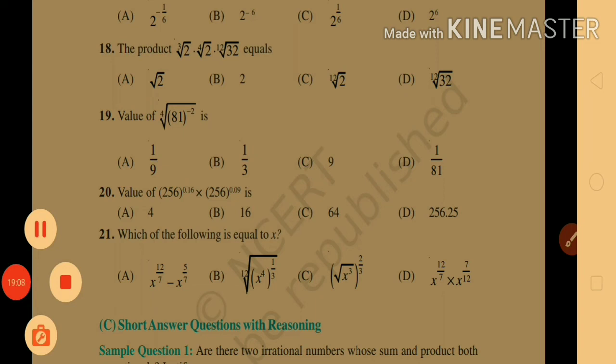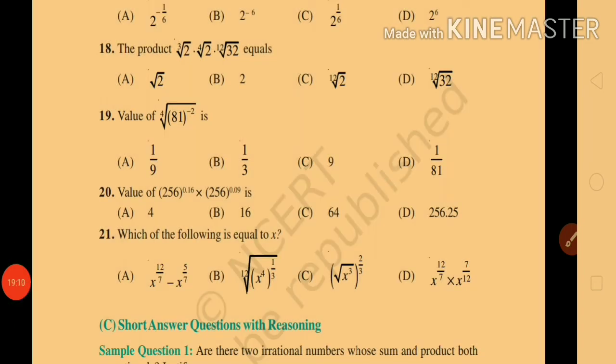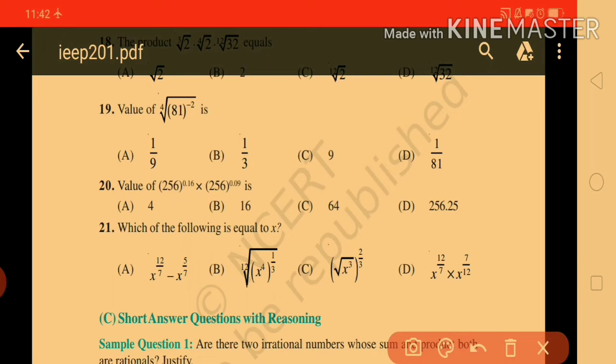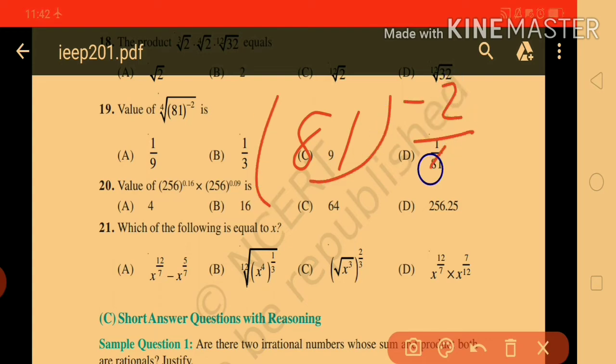Now come to the next question. This is question number 19. So 81 we have given. So this can also be written as 81 raised to the power minus 2 by 4, right? So you can cut here. This is 81 raised to minus 1 by 2.